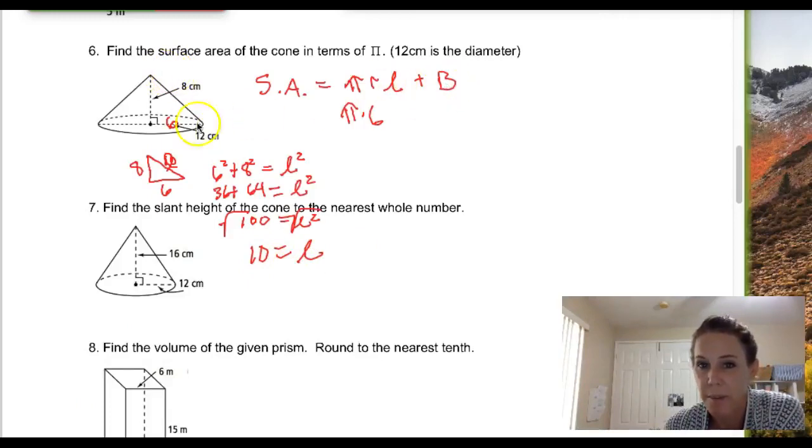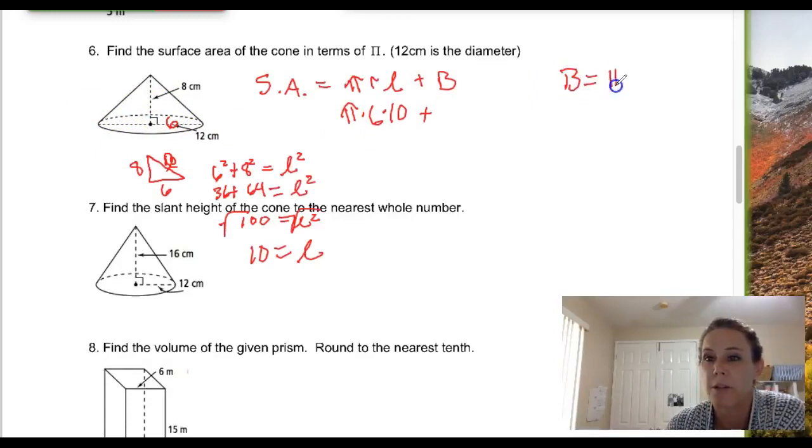Now we need the area of the base. So we have the slant height, which is 10. Now let's find the area of the base. The base is a circle, so the base area is going to be pi r squared, pi times the radius squared. And you know the radius is 6, so pi times 6 squared. 6 times 6 is 36, so your base will be 36 pi.